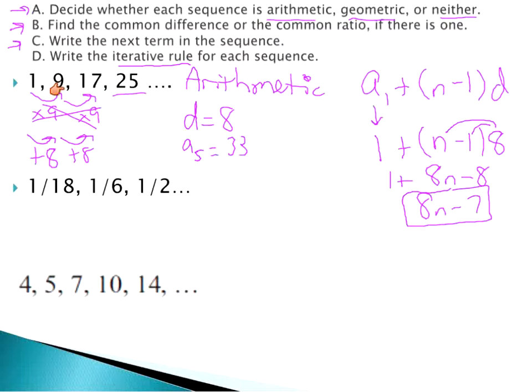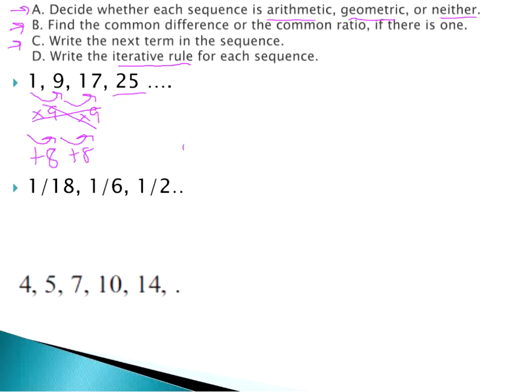A1, first term. D, we already found that. That was 8, the difference between the terms. Okay, good job. Let's try number 2. Just giving myself some more space here. Okay, number 2. Decide whether it's arithmetic, geometric, or neither.